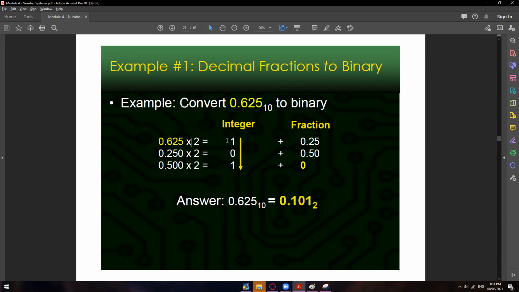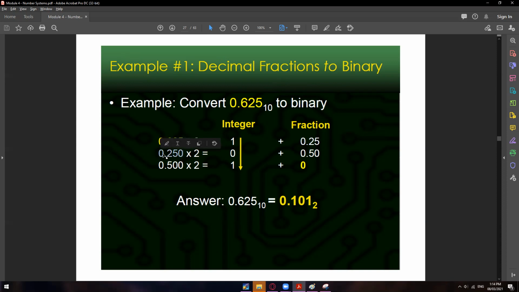So of course you will get 1.25. Again, you have to separate the integer part from the fraction part. And then from here, the one thing that you need to copy is the fraction part. Before, the one that we were copying was the integer part. But right now, in decimal fraction, the one that we're going to copy is 0.25.